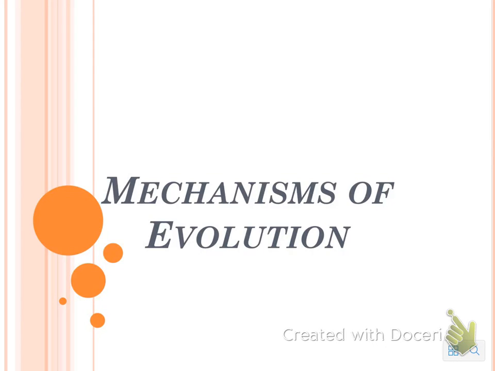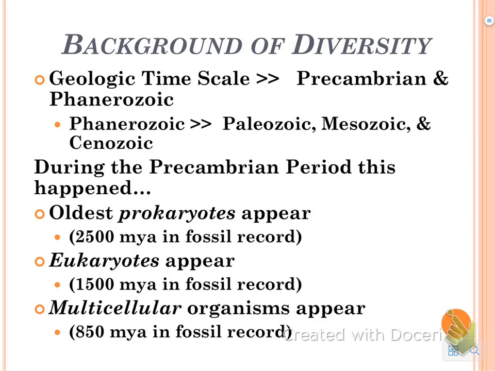All right, this is part 1 of your evolution PowerPoint for this unit. Before we even get into evolution, we need to talk about the background of diversity. The time scale, or as it's known, the geologic time scale, and how everything evolved during these time periods. You have two major things, the Precambrian and the Phanerozoic. The Phanerozoic has three major parts to it: Paleozoic, Mesozoic, and Cenozoic.